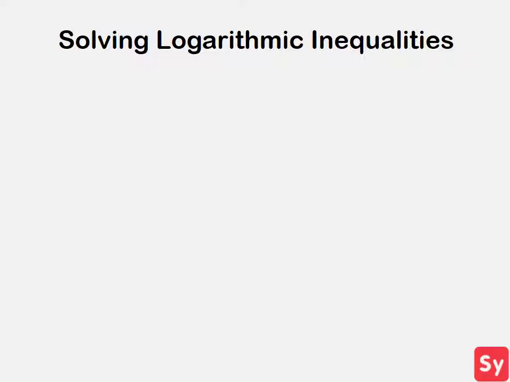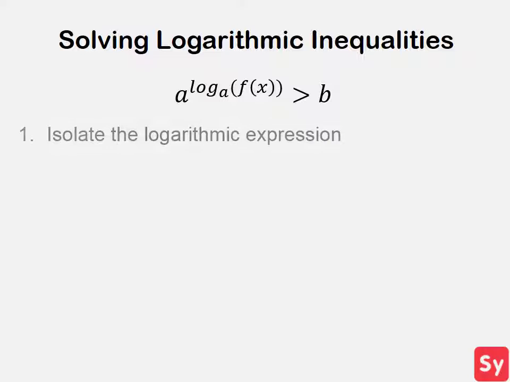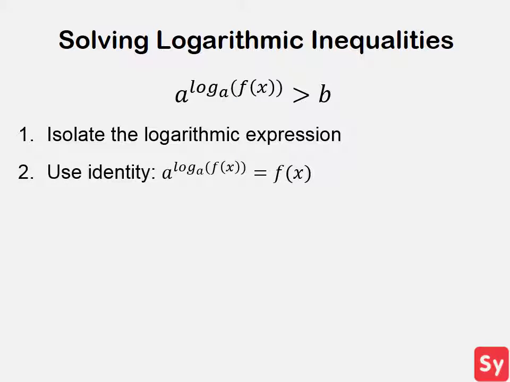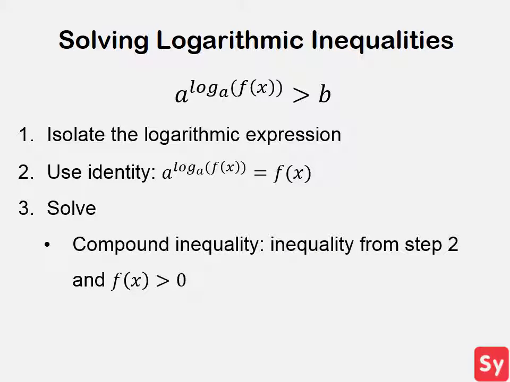Now we will learn how to solve an inequality in this form, where a and b are numbers. In order to solve it, first isolate the logarithmic expression, which is in the form a to the power of log base a of f of x. Next, we use this very helpful identity to rewrite the inequality. Finally, we solve the compound inequality made up of the inequality from step 2 and f of x is greater than 0. Not too complicated, so let's see one example.